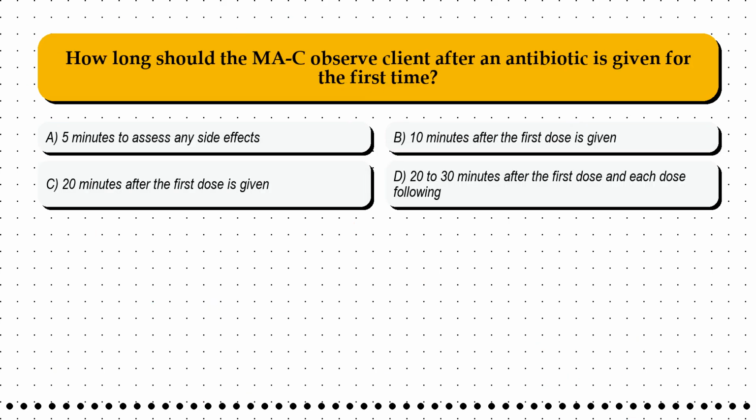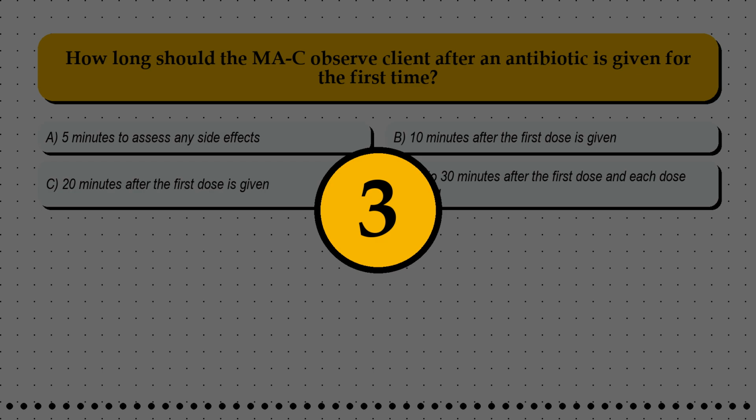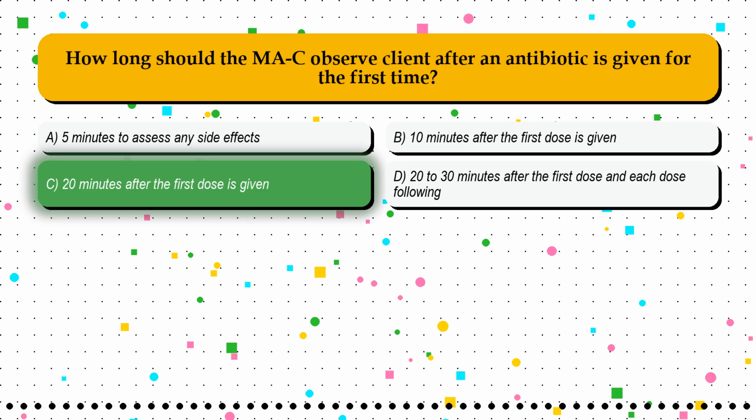Question 142. How long should the MA observe the client after an antibiotic is given for the first time? Option A, 5 minutes to assess any side effects. Option B, 10 minutes after the first dose is given. Option C, 20 minutes after the first dose is given. Option D, 20 to 30 minutes after the first dose and each dose following. The correct answer is option C, 20 minutes after the first dose is given.